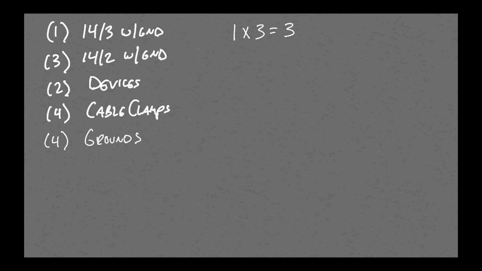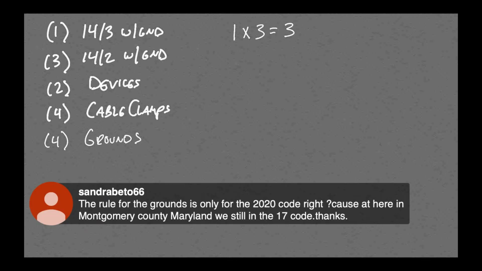Yeah, that rule definitely is, let me put that up there. So you're asking if the rule for the grounds is only for the 2020 code. Yes, it is only for the 2020 code. It just started in this 2020 code cycle. I'm not sure where you guys are at in the code cycle. We're still on 2017 as well here in Nebraska. And I teach with a state inspector, and he was telling me that they don't think they're going to adopt the 2020 code until way mid 2021. So you guys might be in the same boat as us, I guess, when it comes to that.